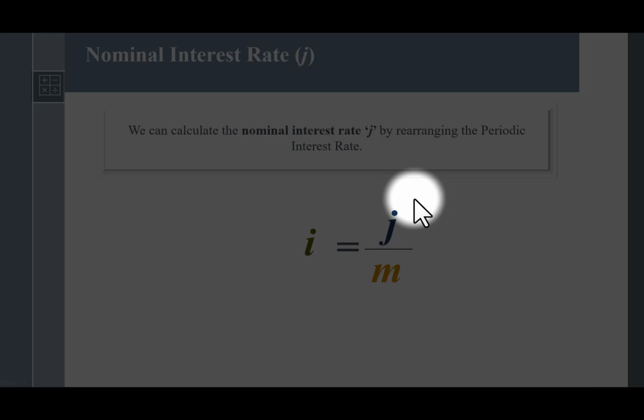So keep in mind there are two things: the nominal interest rate, which is the one stated in the problem, and the periodic interest rate, which you get by taking the nominal interest rate and dividing it by the compounding periods. So the calculator will give us the nominal J, it doesn't give us I. If the question is asking for I, the periodic interest rate, you have to use this formula to find it.